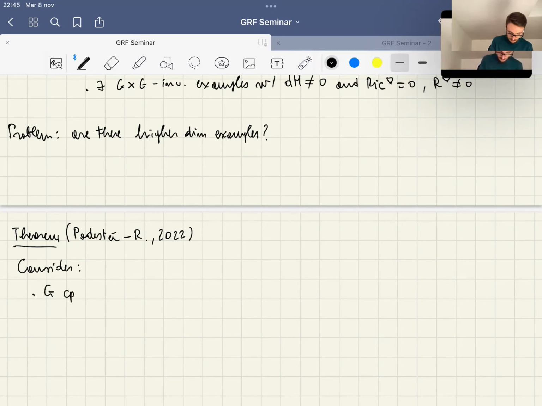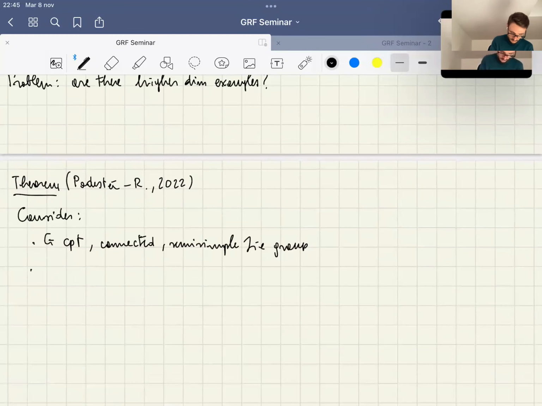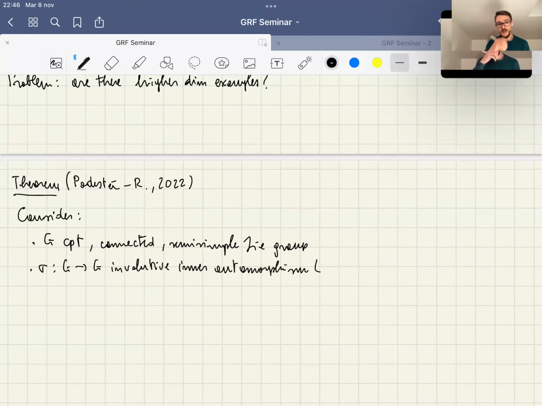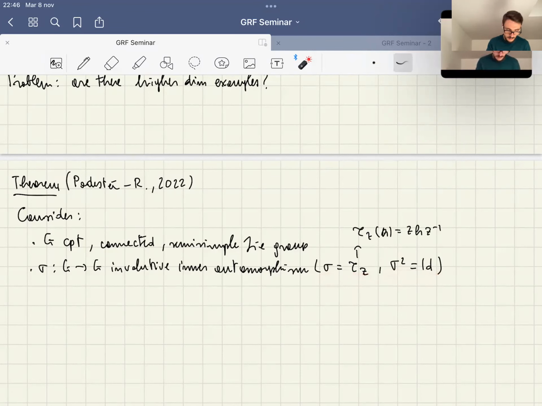We start with G, a compact, connected, semi-simple Lie group. And we consider sigma from G to G an involutive inner automorphism. So this means that sigma is the conjugation by some element Z in G. Let's say that tau_Z acting on some element H in G is just the conjugation by Z, and sigma squares to the identity. So this is inner and this is the involutive condition.